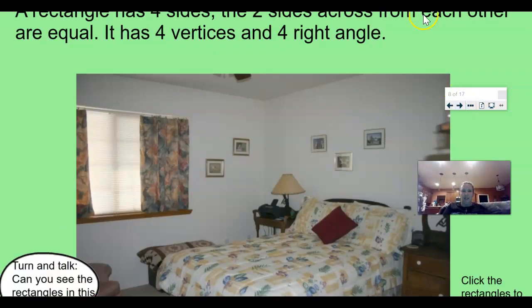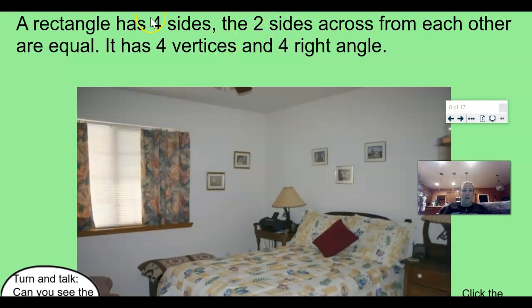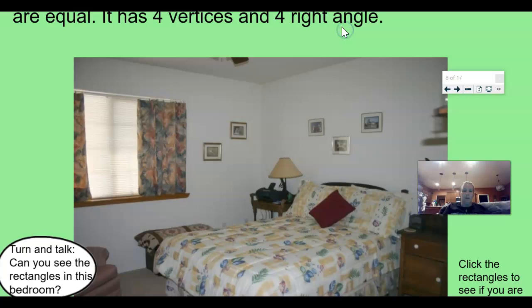Let's try one more. Are you ready? We're going to this time look for rectangles. It says a rectangle has 4 sides. The 2 sides across from each other are equal. It has 4 vertices, and something we haven't talked about yet is 4 right angles. That just means you can put a square inside each corner. So remember, rectangles have 4 sides, 2 are longer than the other. Okay. So let's see. Do you see any rectangles in this room? Where are they?